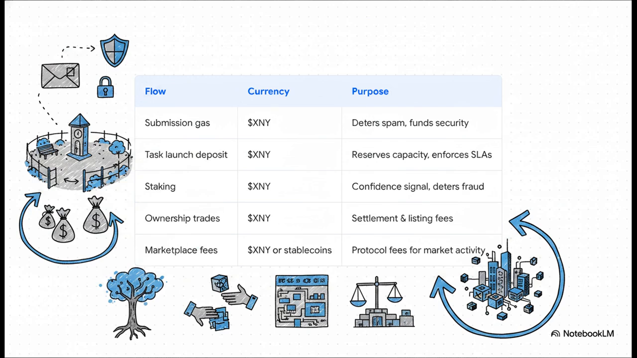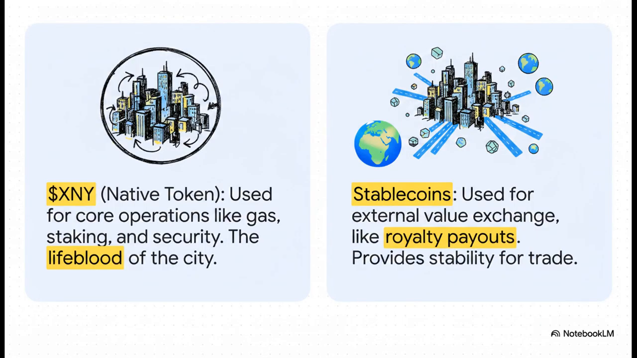Think of that like paying for a stamp so you don't get a million pieces of junk mail. That task launch deposit is kind of like putting a deposit down to rent a community center. Then you have fees for staking, for trades, for using the marketplace. Each one is a tiny little transaction, but together they all fuel the security and health of the entire system. So what kind of money are we talking about here?